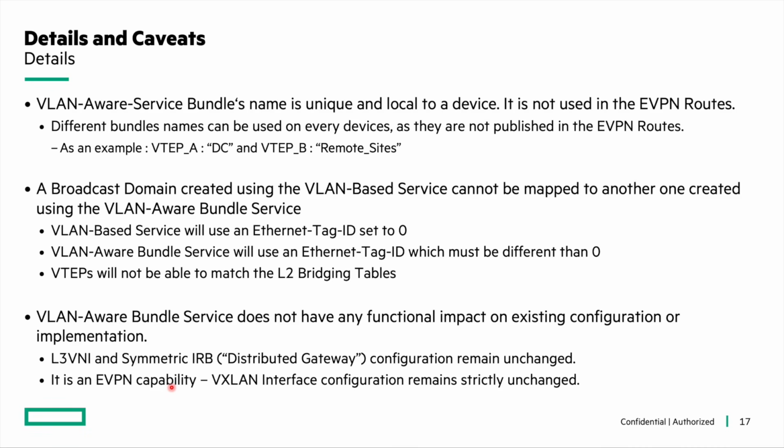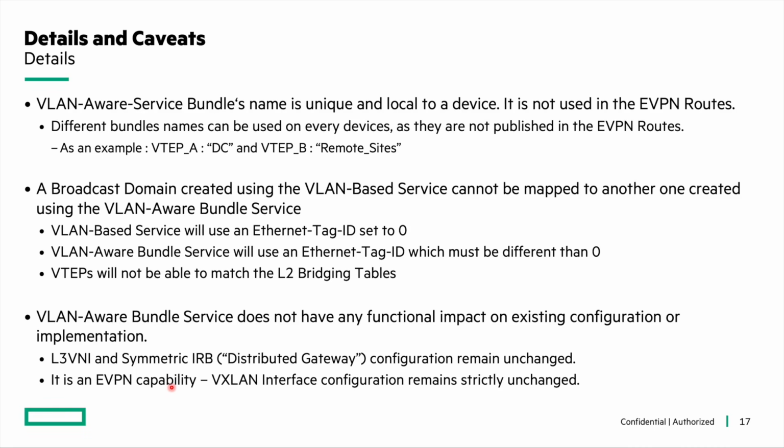One key thing also is the fact that we cannot have a broadcast domain between VTEPs having a VLAN-aware bundle on one side and VLAN-based service on the other side. Why? Because of the Ethernet tag ID. VLAN-based service will always set the Ethernet tag ID to 0, while VLAN-aware bundle will always use an Ethernet tag ID which must be different than 0. And so if we try to set up a broadcast domain with those two kinds of services, VTEPs will not be able to match the layer 2 bridging table.